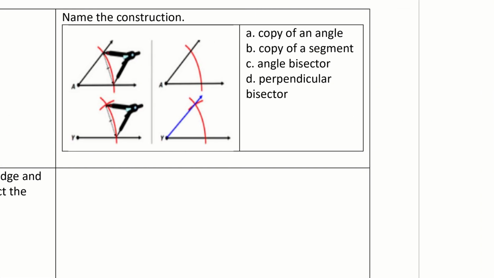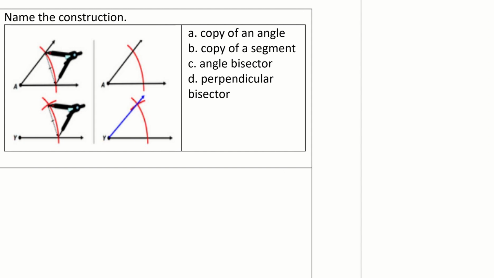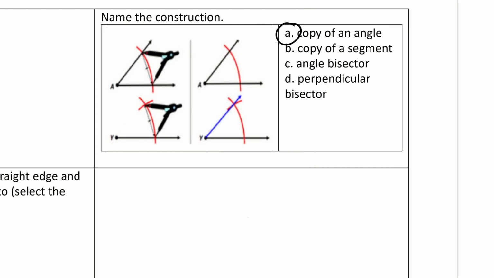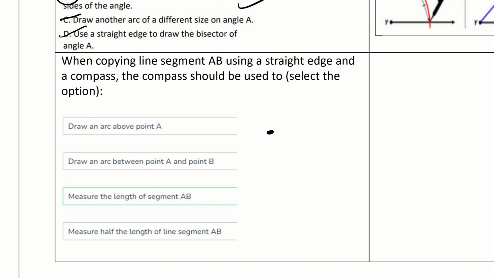Name the construction. This is exactly what we did here, this construction, which is constructing an angle. So we're constructing the copy of an angle. All right, next one, when copying the line segment AB. So again, let me show you the steps here.